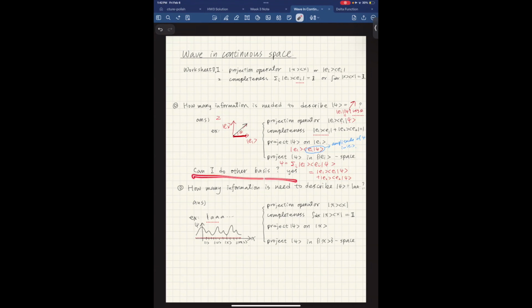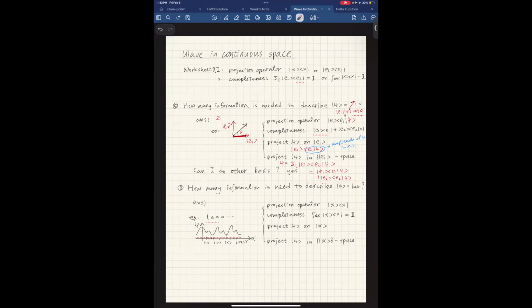And can I try other bases if I don't want to do E1, E2, if I want to do F1, F2, or H1, H2, can I do that? Sure, of course you can. And you can also construct a completeness relationship for those bases because it's a complete, closed space. Okay, I'm going to carry on the same idea, but for a continuous space.